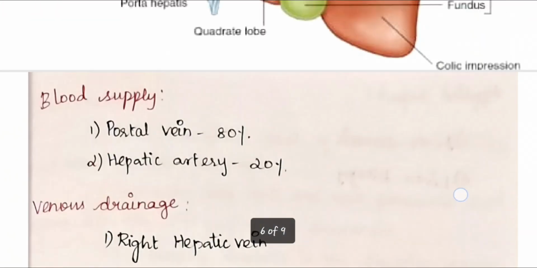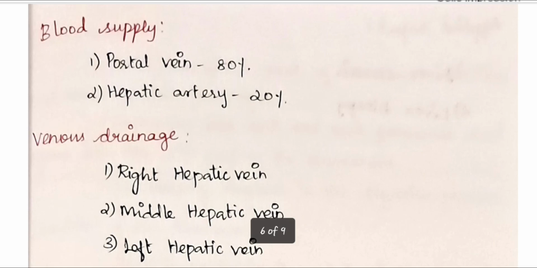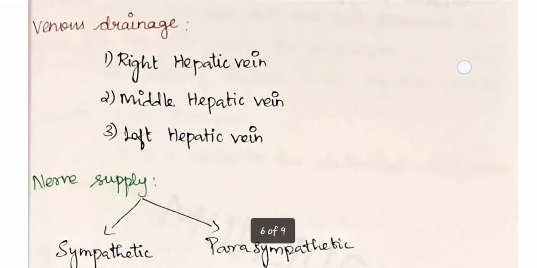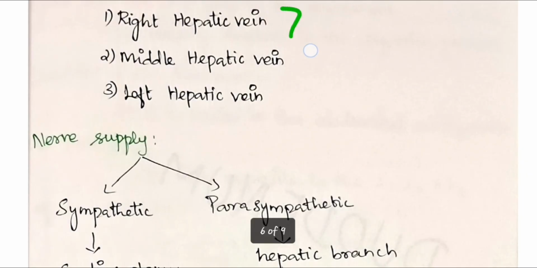Coming to the blood supply, the liver is somewhat unique compared to other organs because a vein is involved in the blood supply. 80% of the nutritive blood is supplied to the liver by the portal vein. The remaining 20% is supplied by the hepatic artery. Coming to the venous drainage, 3 veins are involved: right hepatic vein, middle hepatic vein, left hepatic vein.